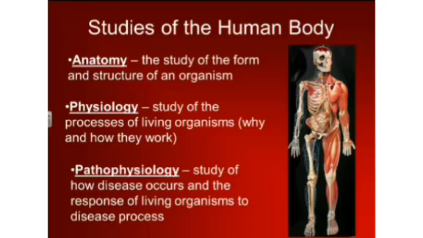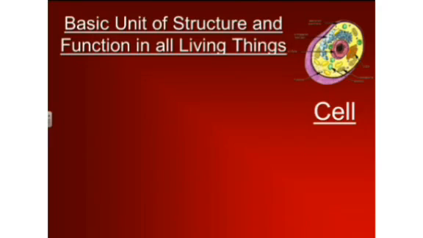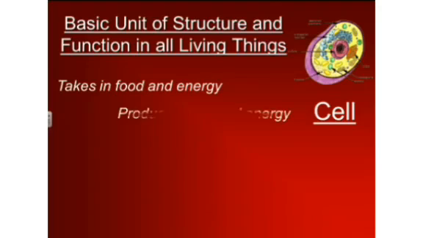So path, break down that word, path means disease. Physiology is the study of the process of living organisms. So basic unit of structure and function of all living things, that is our cell. So the cell has 6 main functions.